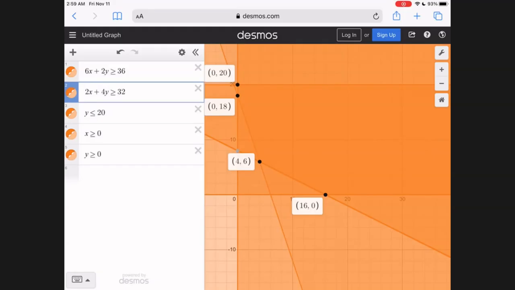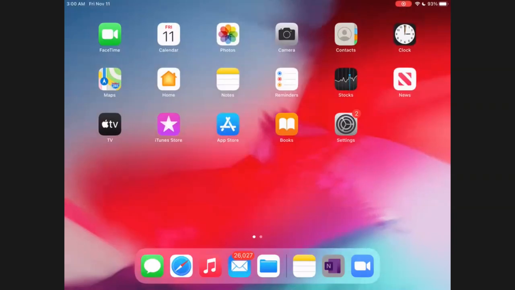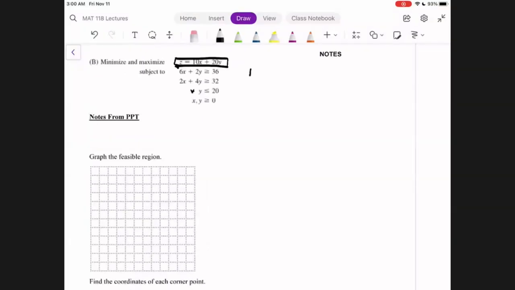So remember this is an unbounded one, okay? We can only find the minimum, because any point to the right would keep getting larger and larger and larger, so you wouldn't have a max here that you could find. So if we go back, we're going to think minimum, minimize only, because unbounded.